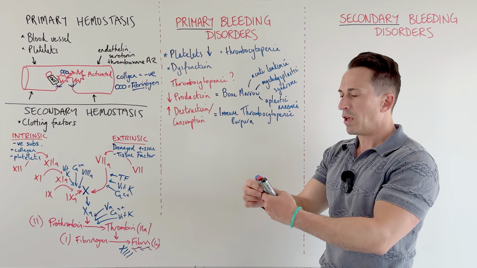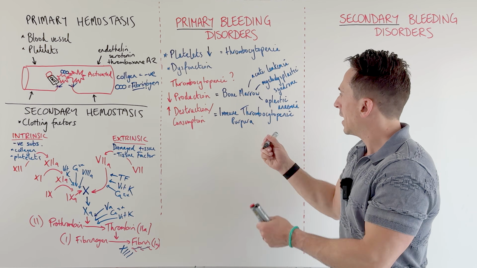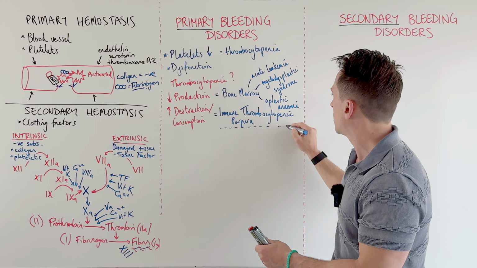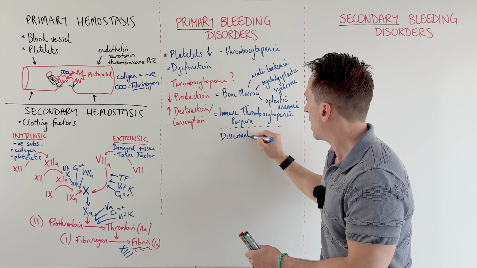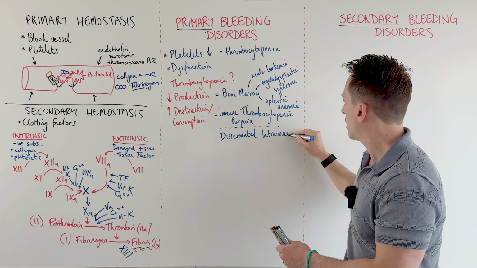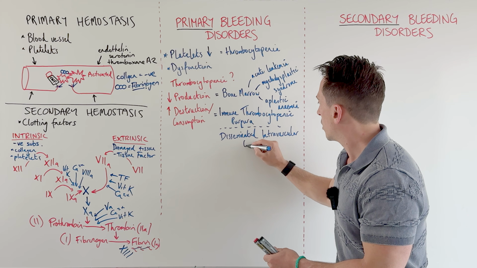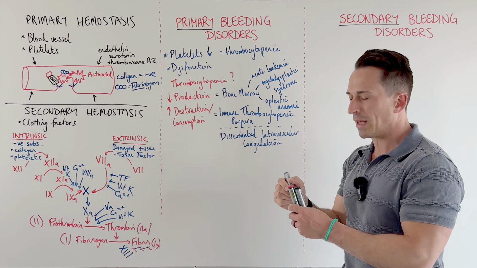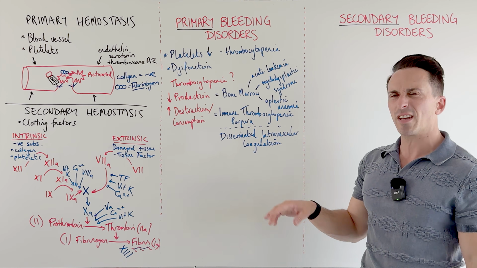Increased consumption could be something called DIC. So this is disseminated intravascular coagulation. Sorry guys, I know I sound like a child having to pronounce it like this. And you might be going, wait, Mike, this is bleeding disorders. You've just spoken about coagulation. So disseminated intravascular coagulation, it's a strange one.